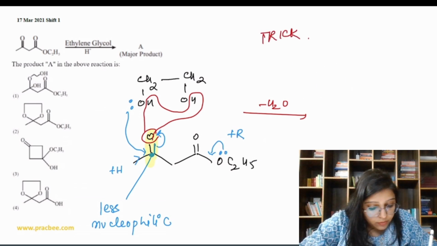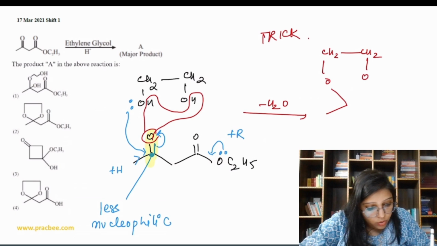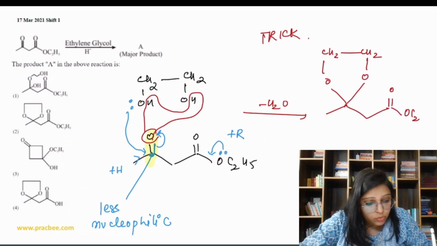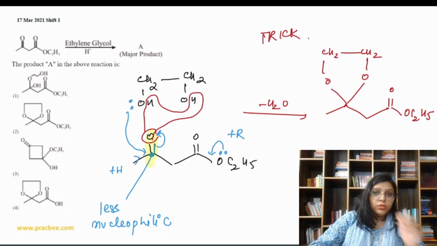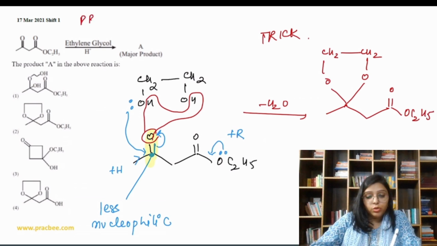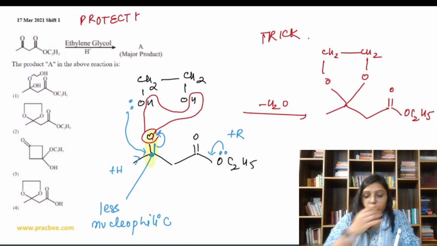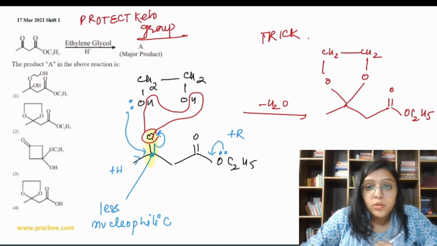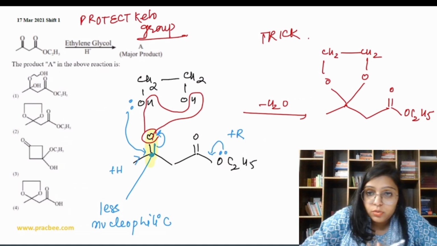So we get O, CH2, O, this, then double bond O, OC2H5. That's it. So this ethylene glycol is also used to protect the keto group. Okay? So what is the answer?